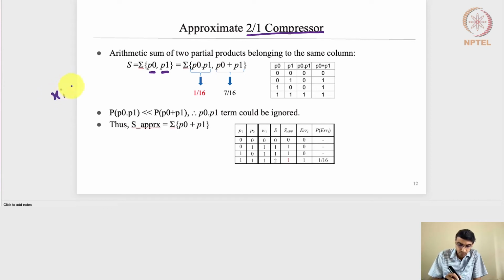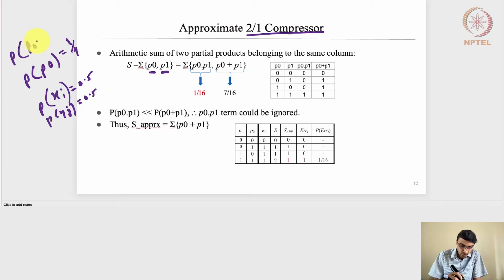So the probability of Xi being 1 is 0.5. The probability of Yj being 1 is 0.5. So the probability of P0 is 1 by 4. The probability of P0 AND P1 will actually be 1 by 16. And the probability of P0 plus P1 will be nothing but 7 by 16. And that is something we can get from this particular truth table.